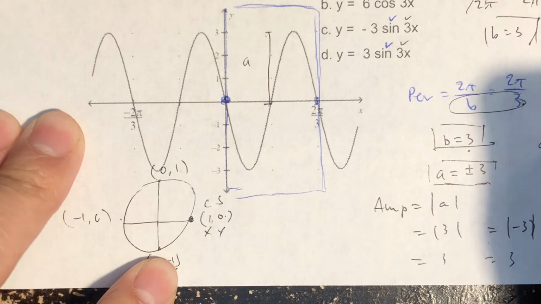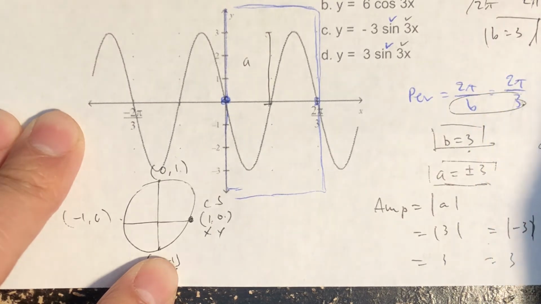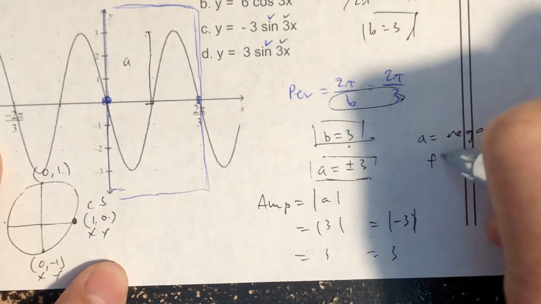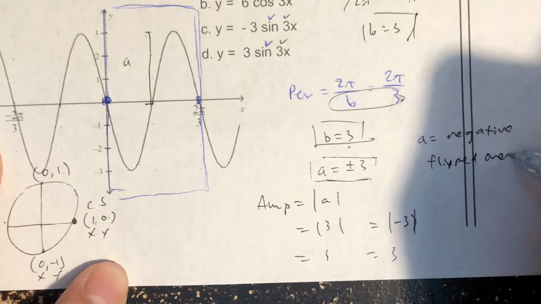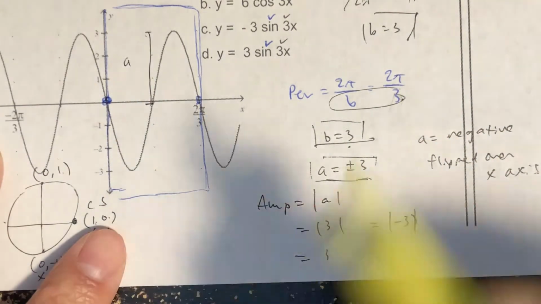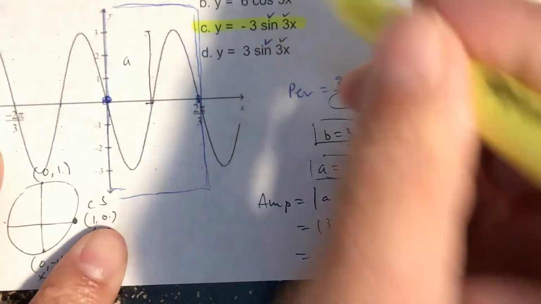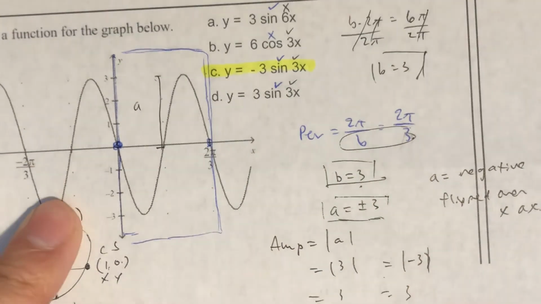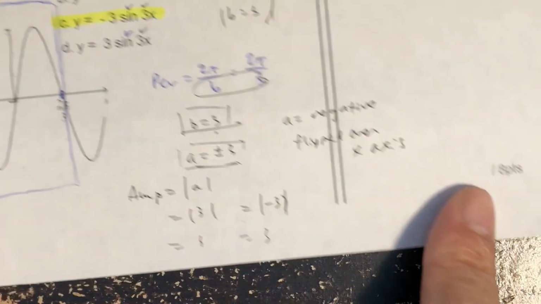So a is going to be negative, because it's flipped over the x-axis. Flipped over the x-axis, which means that your answer is going to be C. And I told you guys that I had forgotten the minus sign, so make sure you have that. So 4 multiple choice questions times 2, the front side's worth 8.